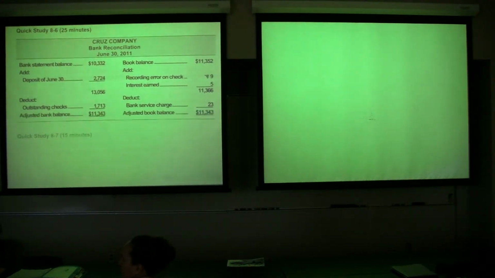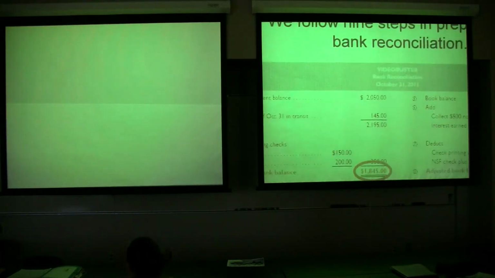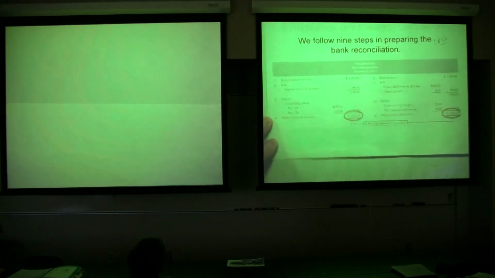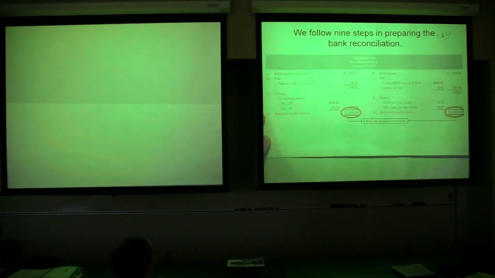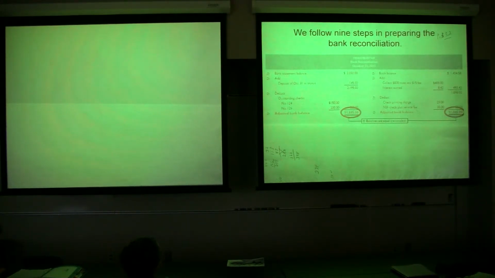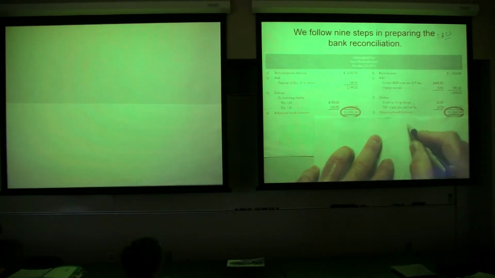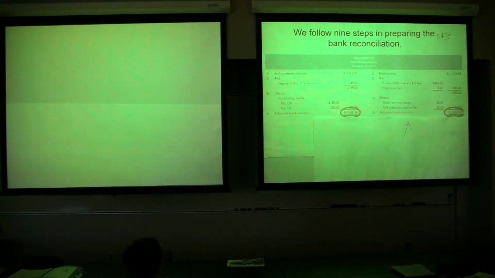Let me put this here. Now let's go back to the original one, the one I used as an illustration on the board to walk you through this. You can also find this on page 332 of your textbook if it's easier to read. What you now need to do is take all of the entries on the book side and journalize them. Your bank statement is the source document.